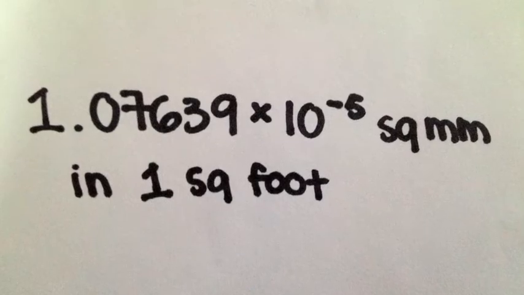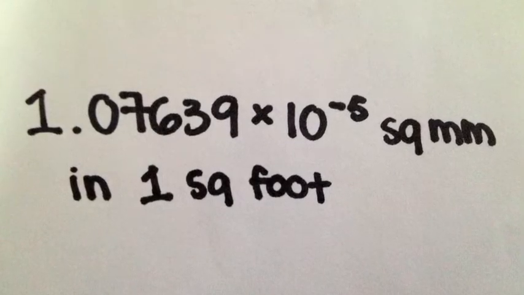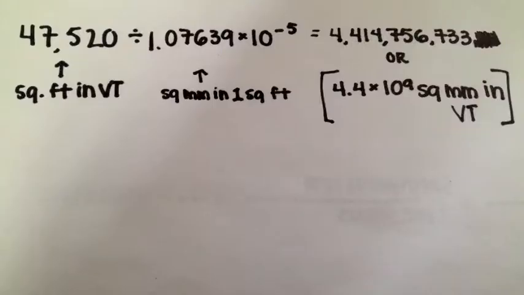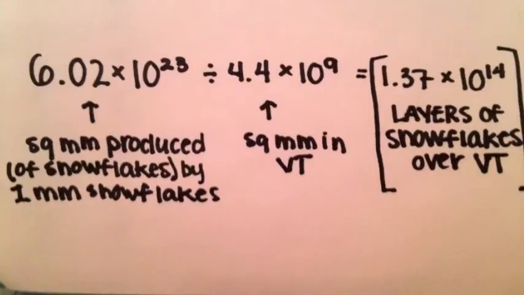There is 1.07639 times 10 to the negative 5th square millimeters in 1 square foot. To see how many square millimeters there are in Vermont, we divide this amount of square feet in Vermont by how many square millimeters are in 1 square foot. So you do 47,520 divided by 1.07639 times 10 to the negative 5th. Your answer is 4.4 times 10 to the ninth square millimeters that are in Vermont.